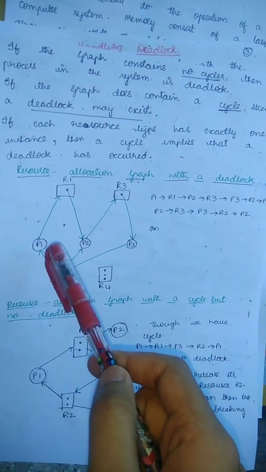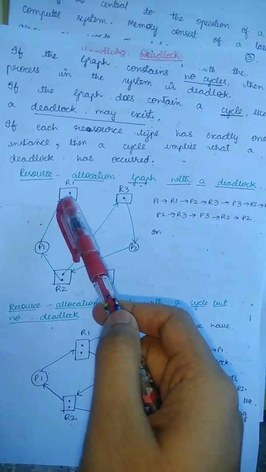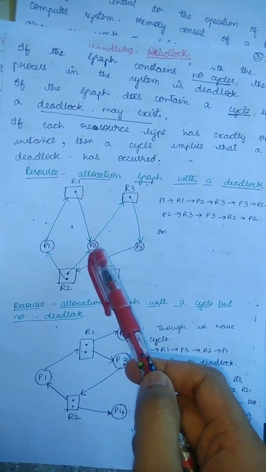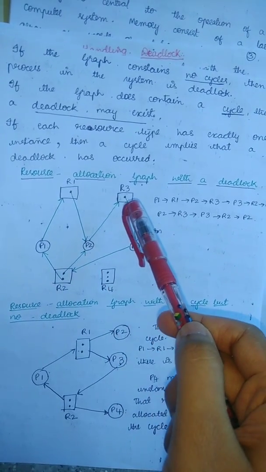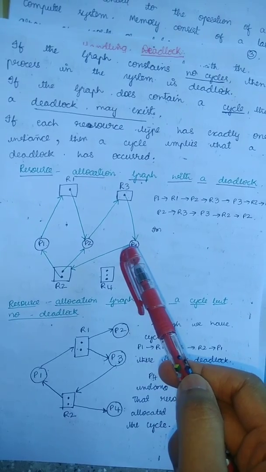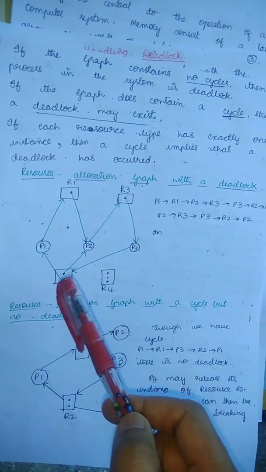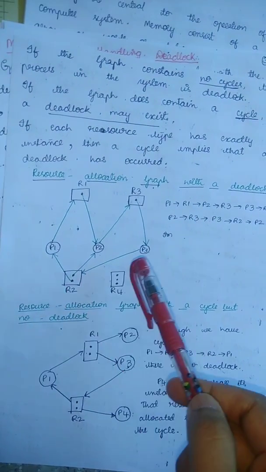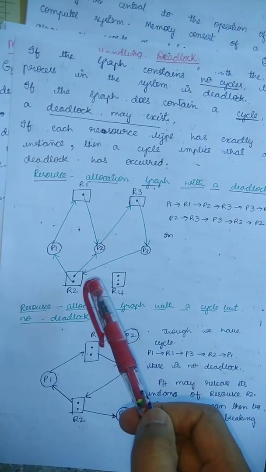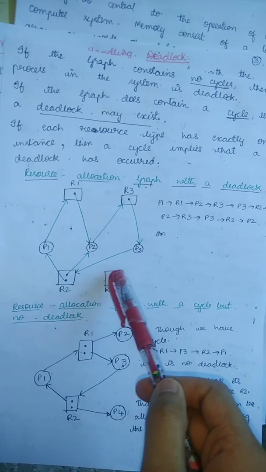Now if we see, P1 is requesting R1 and R1 has been allocated to P2, and P2 is requesting R3 and R3 has been allocated to P4. Then P3 has been granted R2. P3 is requesting R2 and R2 has been granted to P1. Now if you see, there is a cycle which has been formed here.